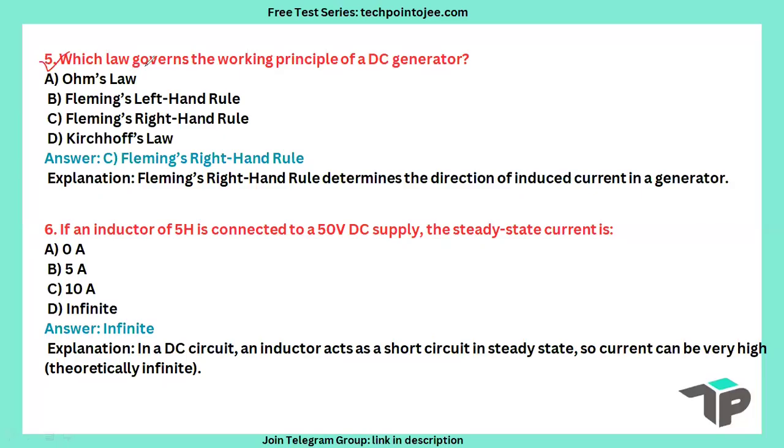So next question number 5: which law governs the working principle of DC generator? So the DC generator works according to Fleming's right hand rule. So you already know there are Fleming's right hand rule and left hand rule. Fleming's right hand rule is for DC generator and Fleming's left hand rule is for DC motor. Left hand rule for motor and right hand rule for generator.